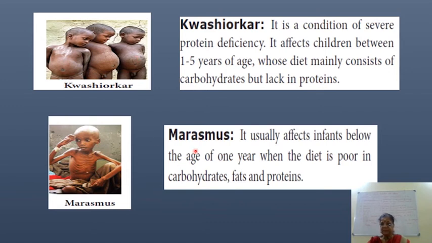Next one is marasmus. It usually affects infants below the age of 1 year. Actually, it can affect up to 3 years. It occurs when the diet is poor in carbohydrate, fat and protein. If all three are missing, children will be thin and emaciated, with all the bones clearly seen in the ribs and chest. Bones become thinner. The child will be very weak in stature. So that is the marasmus condition. Right?